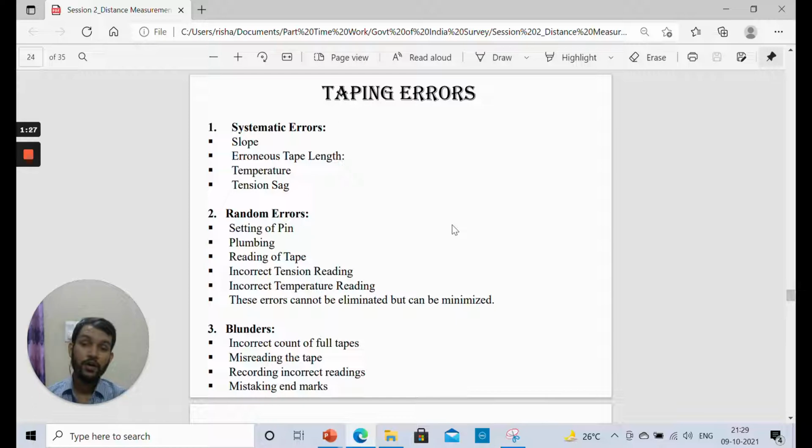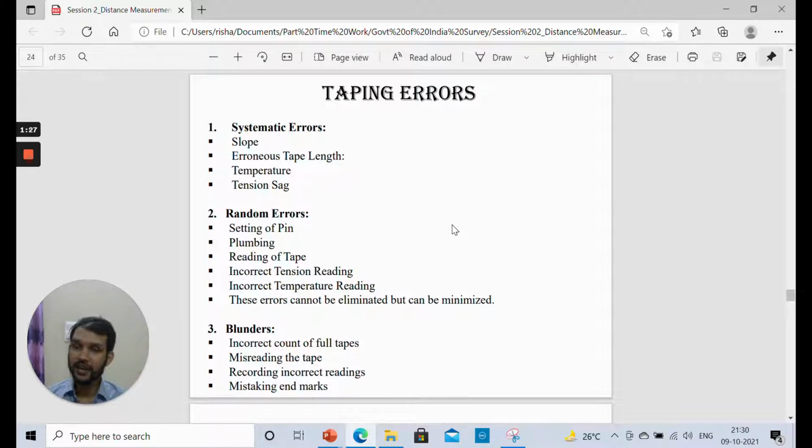Okay, now the next one is misreading the tape. What happens? You can even misread the tape. The readings that are there can be misread, and if you have misread the reading, then what happens? Suppose the reading was 23 and you report that as 32. So there may be error. Okay, that may happen accidentally, and these readings you will have to correct. Okay, so these are basically the blunders.